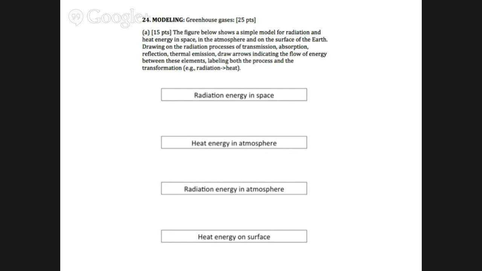This is the full arrow diagram for the energy processes in this system. And I think maybe two of you got all of these down. It comes from knowing the definitions of these processes, right? Transmission is radiation to radiation through a material, right? Thermal emission is heat to radiation. Anything that has heat is going to emit light. Heat to light. All of those are there.